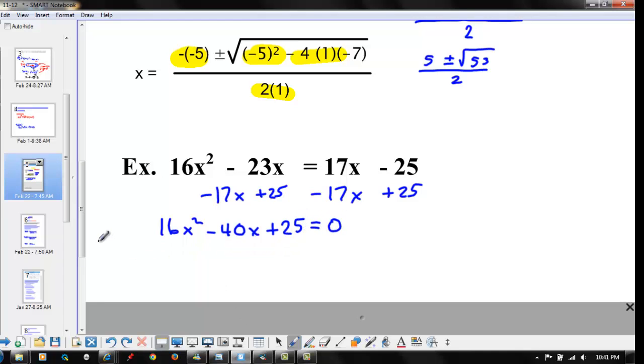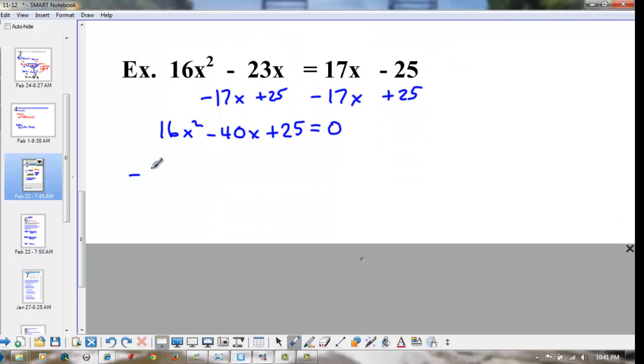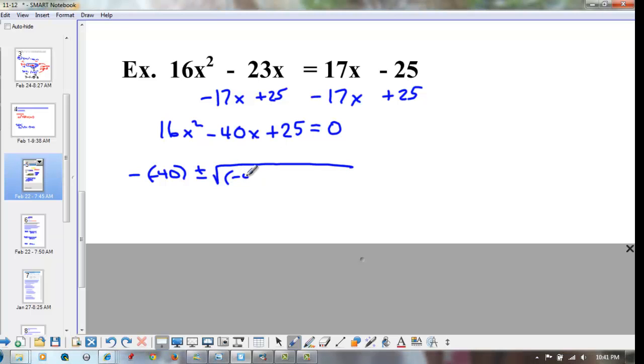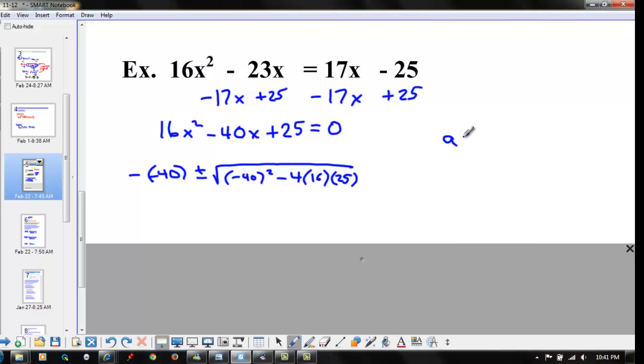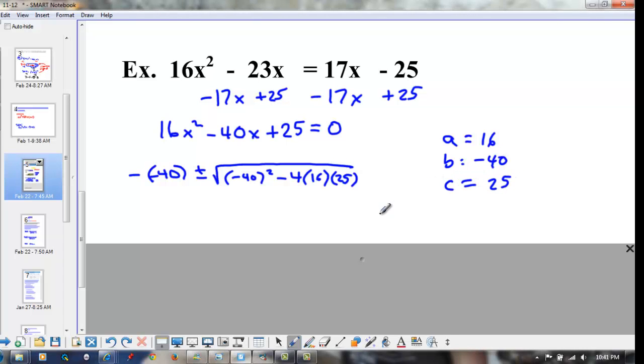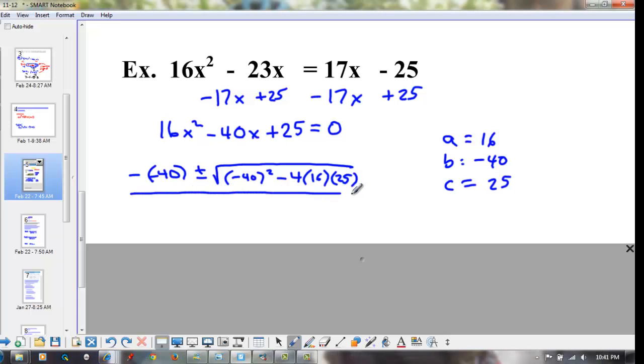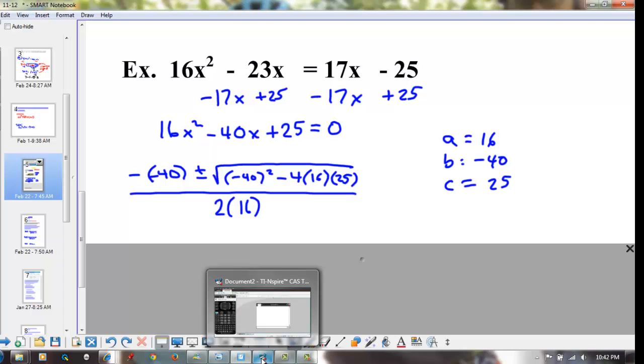If we try and use the quadratic formula on this, we would have opposite of b, so that's opposite of negative 40, plus or minus square root of negative 40 squared minus 4 times 16 times 25, because in this example a is 16, b is negative 40, and c is 25. Don't forget that this is all over 2a, so that's all over 2 times 16. Alright, for this problem I'm going to just plug all of this into the calculator.